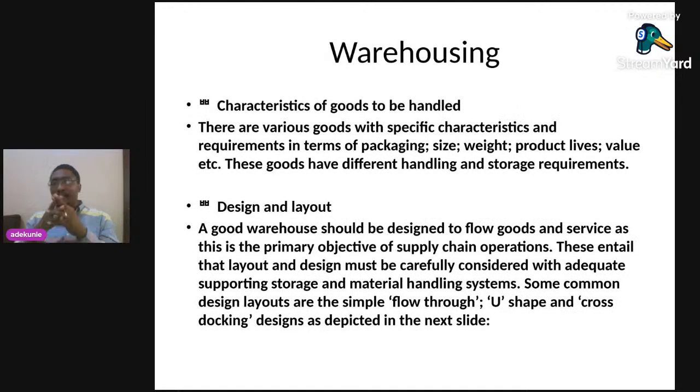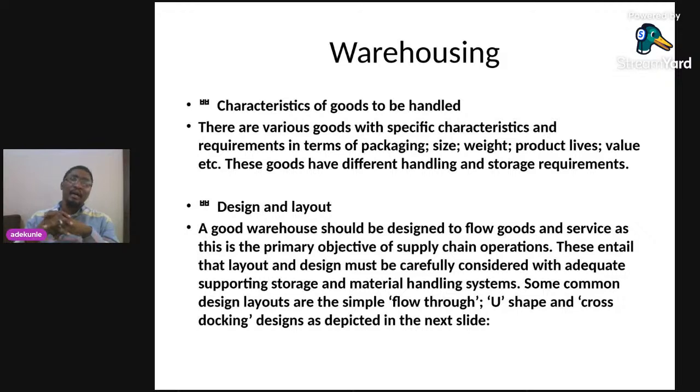Of course, one other factor you want to consider again is the characteristics of the goods to be handled. There are various goods that can be stored in a warehouse, and each has different characteristics, such as the size, the weight, the product life cycle, the perishability of the product, the value of the product, and so on. These go a long way to affect how the handling and storage of goods in the warehouse is done.